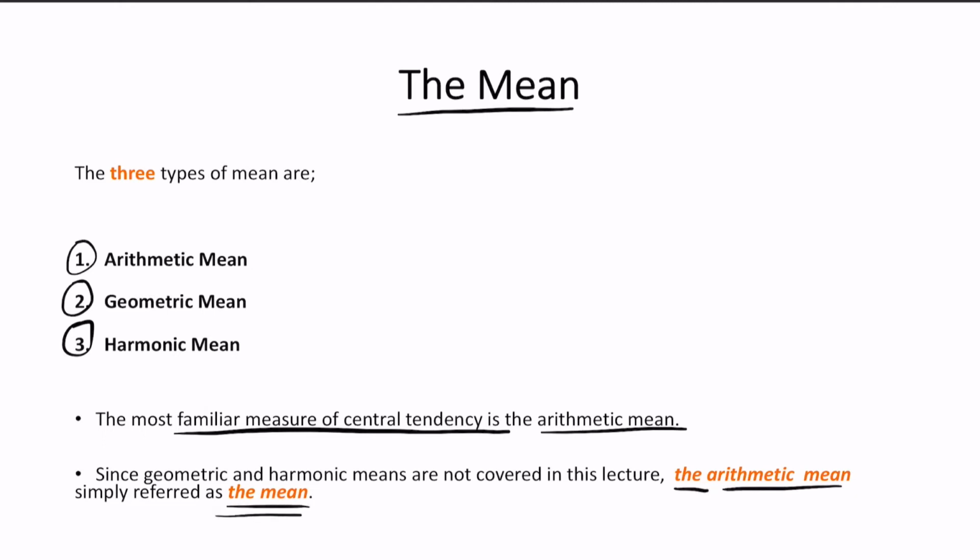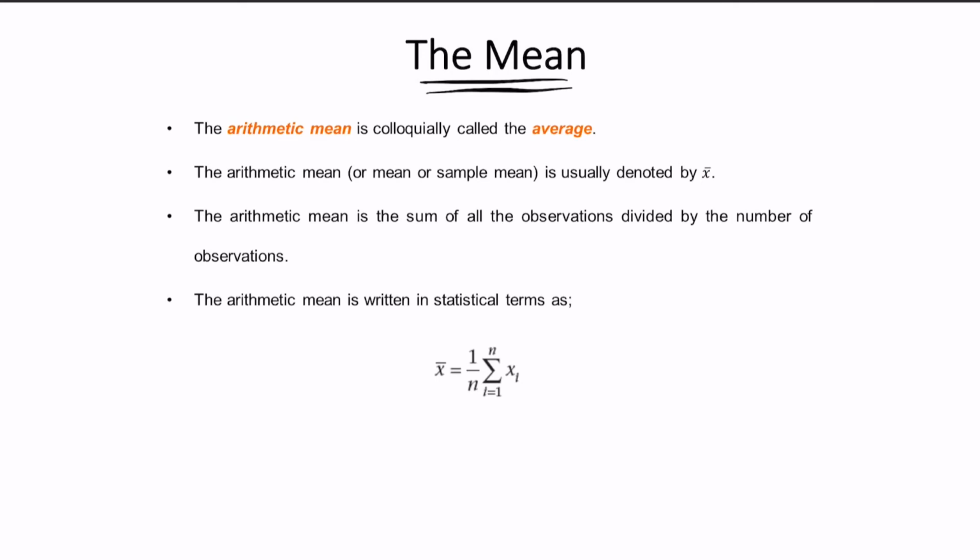It is simply referred to as the mean. Whenever we say the word mean, it means we are talking about the arithmetic mean. Remember that concept. The colloquial term for mean is average, so the arithmetic mean is basically the average of all the values. It is denoted by x bar. For example, a sample mean. There are two types of mean: a sample mean and a population mean.